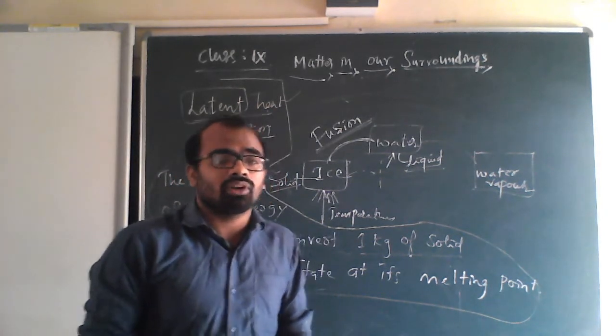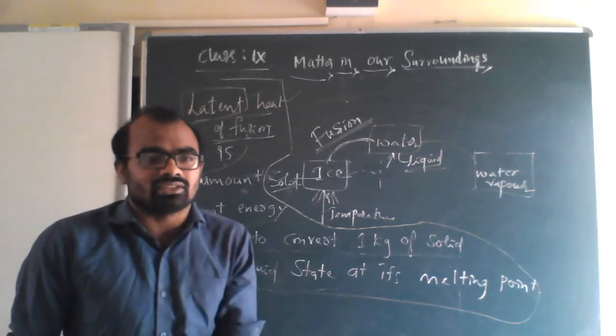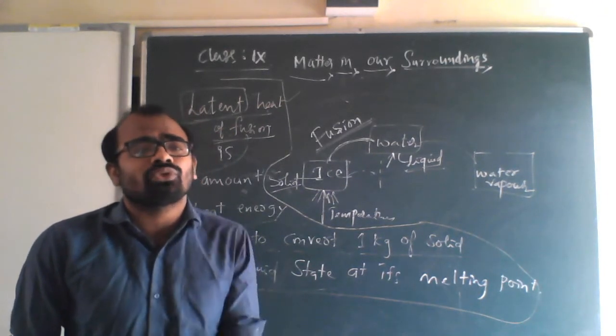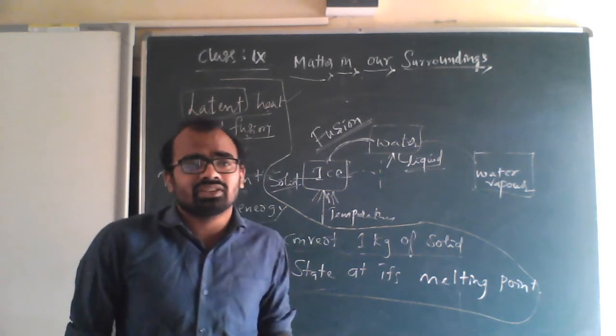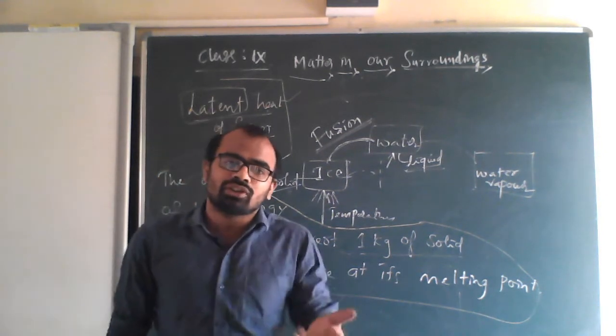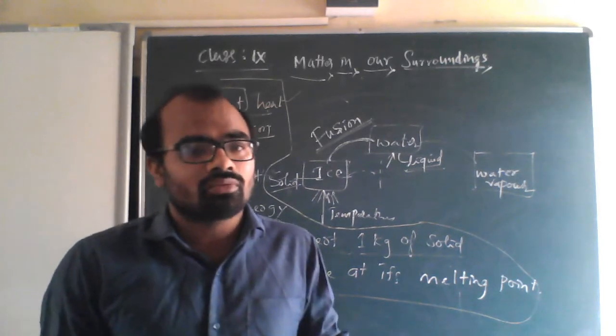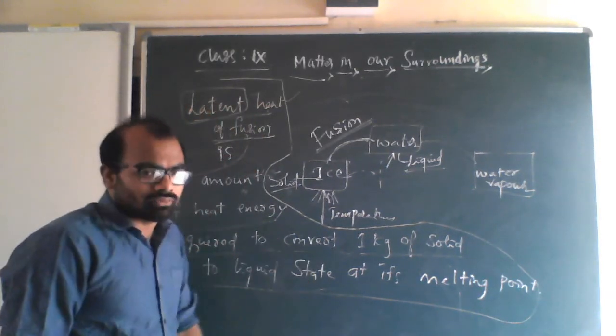So you have to remember, we have to consider 1 kg. Why do we consider 1 kg? Because it is 1 unit mass. The SI unit of mass is kg. So 1 unit mass means 1 kg. So we are always considering 1 unit mass.